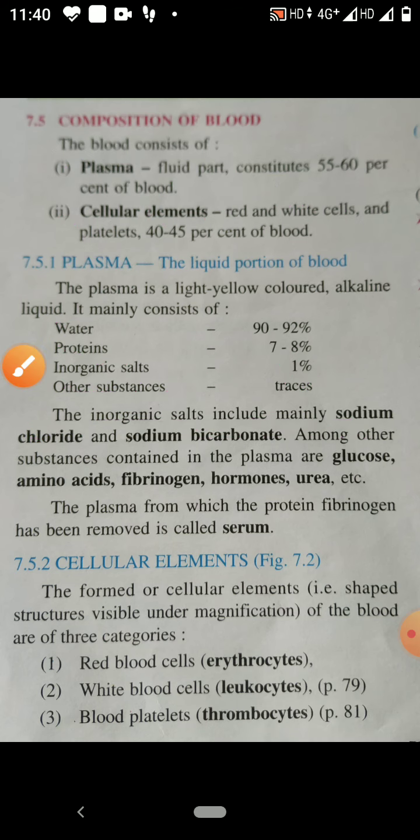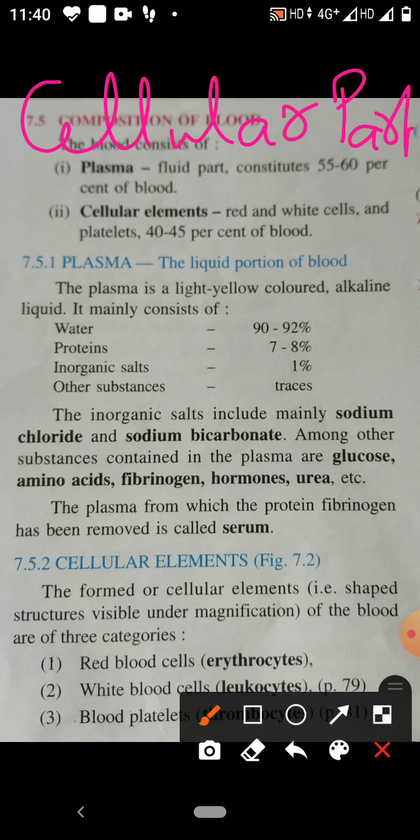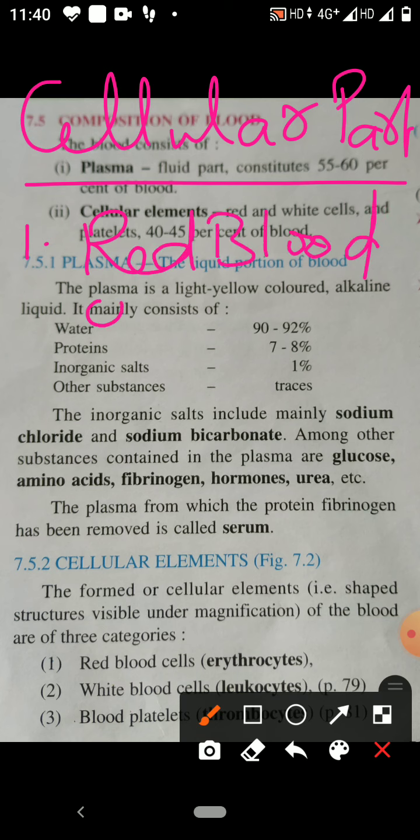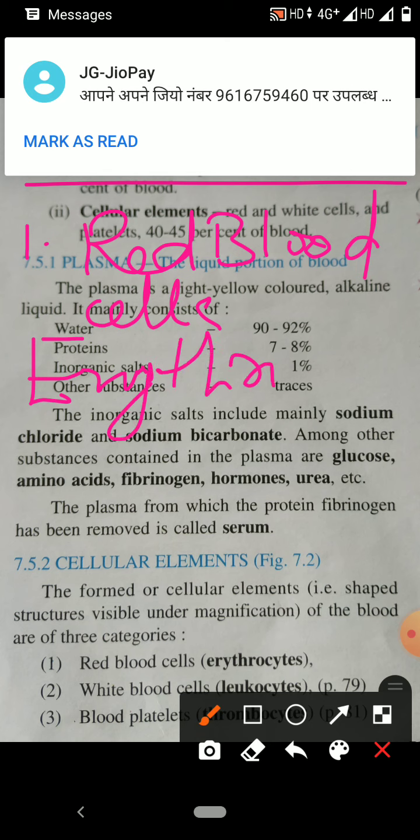Now next you have to see the cellular part of the blood. So which are the cellular parts of the blood? First is red blood cells. It is called erythrocytes.